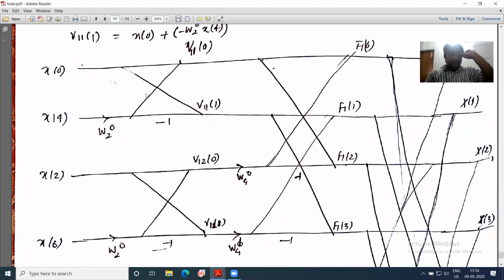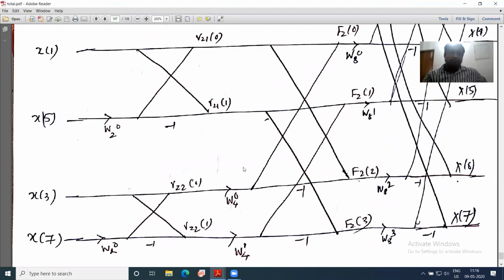You only require this diagram, and you have to compute, of course, v1 of 0, this equation. That is also not required; by this diagram alone you can get these equations. So once you remember this diagram, you can straight away start with it and solve any problem of 8-point DFT. You may forget all this derivation, but how this comes is suggested in the derivation. Okay. Now coming to the question of computational complexity.